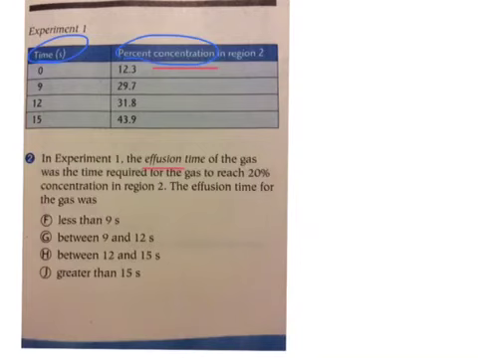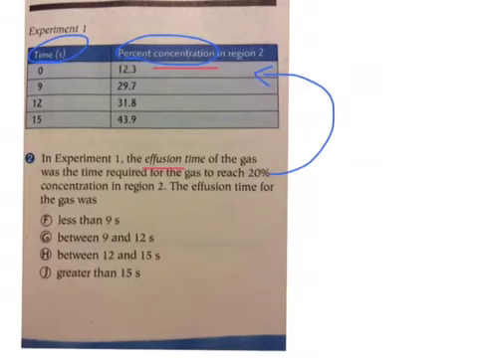In experiment 1, the effusion time, I don't care what that is, but if you know, good for you, of the gas was the time required for the gas to reach 20% concentration in region 2. The effusion time for the gas was. So what we have to figure out is, what is the time for the gas to reach a 20% concentration? Well, that's going to fall somewhere in here.